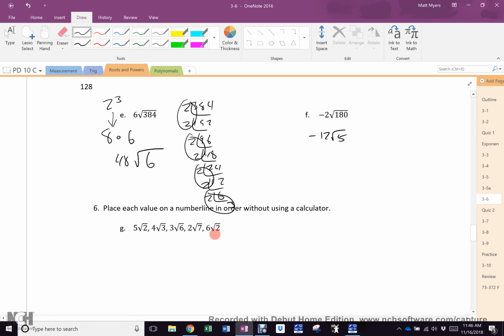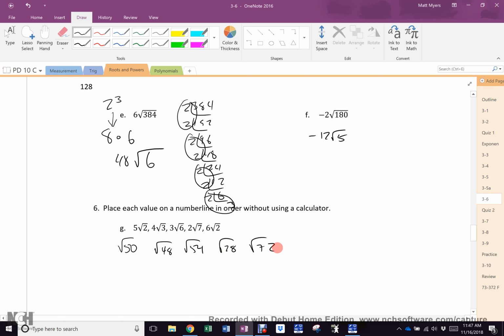So, you could estimate, like Thomas says, but that's a lot of work. I like to say, isn't that the square root of 50? Isn't that the square root of 48? Isn't that the square root of 54? Isn't that the square root of 28? And isn't that the square root of 72?